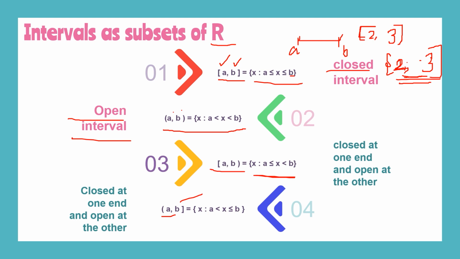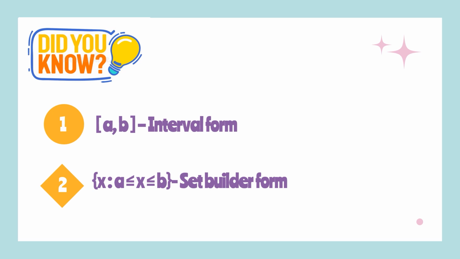These are the forms. And I want to tell you a few important types of writing intervals. If I write with the brackets, it can be either closed brackets or open brackets, and if I write the number representation, that is called interval form. If I write it with this notation, X belongs to R such that A less than or equal to X less than or equal to B, that form is called set builder form. So this is interval form, this is set builder form.